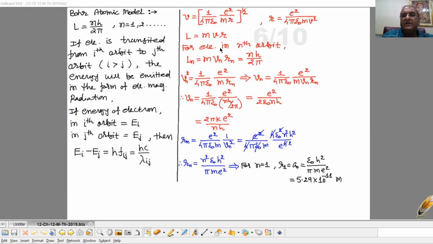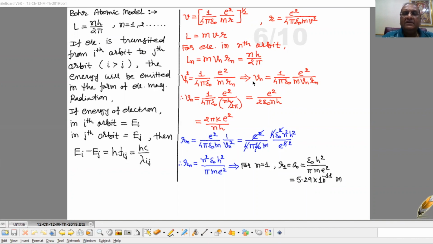So Bohr suggested the atomic model in terms of postulates. Clear to all of you? Bohr suggested the atomic model in terms of postulates, and in these postulates, he combined classical and quantum mechanics. So the first postulate he suggested is like this: electrons can revolve in such orbits, which are known as stable orbits, in which they will not emit energy or they will not emit radiation.